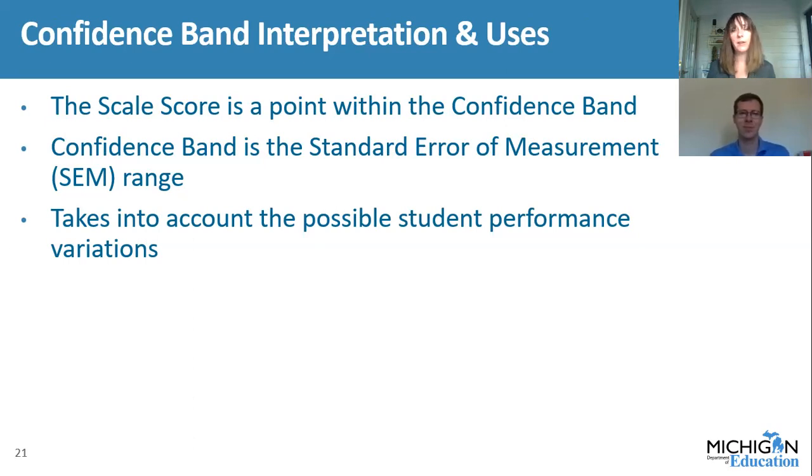Students may be sick that day when they're testing. They may have had a fight with mom and dad in the morning before they went off to school, so they're in a really bad mood and they're just not going to perform well today. Or you can insert any other reason for why student performance might vary day to day. The confidence band just ensures that you have a perspective on what that variation might look like. So the narrower the confidence band, the more reliable the test results actually are.